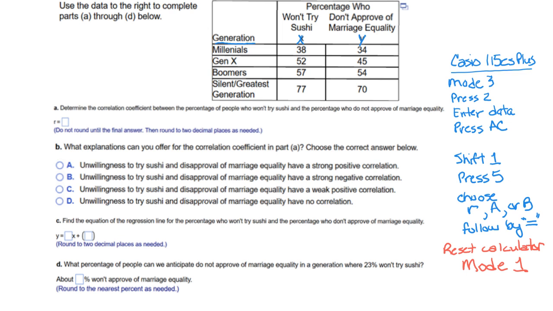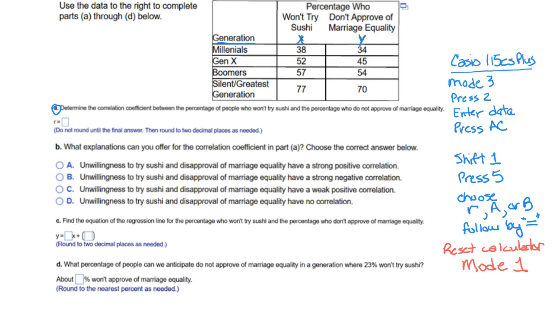So the first thing we need to do is go to our Casio calculator and calculate the correlation coefficient. This is part A, determine the correlation coefficient. So once again, I have the directions on the right-hand side. You're going to press mode 3, press number 2, enter your data. Now, when you enter your data, you're going to press all the X values first, press 38, your equal sign, 52, equal sign, and so forth until you get to 77, press your equal sign.